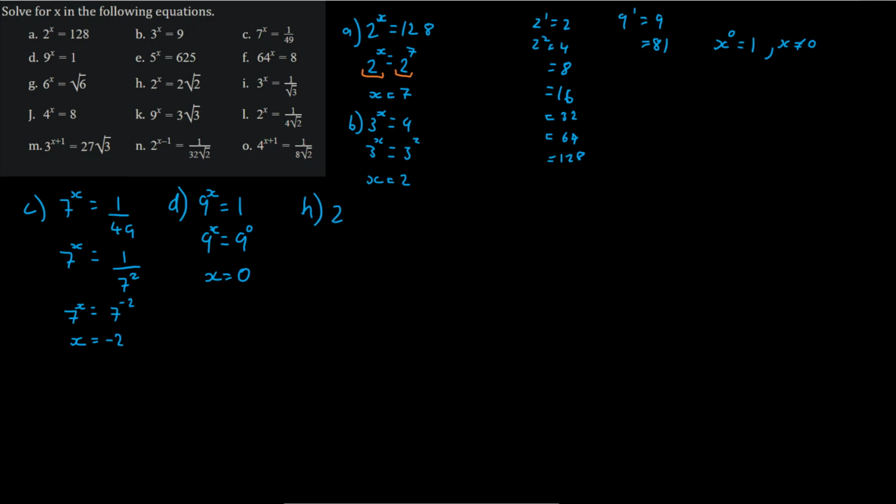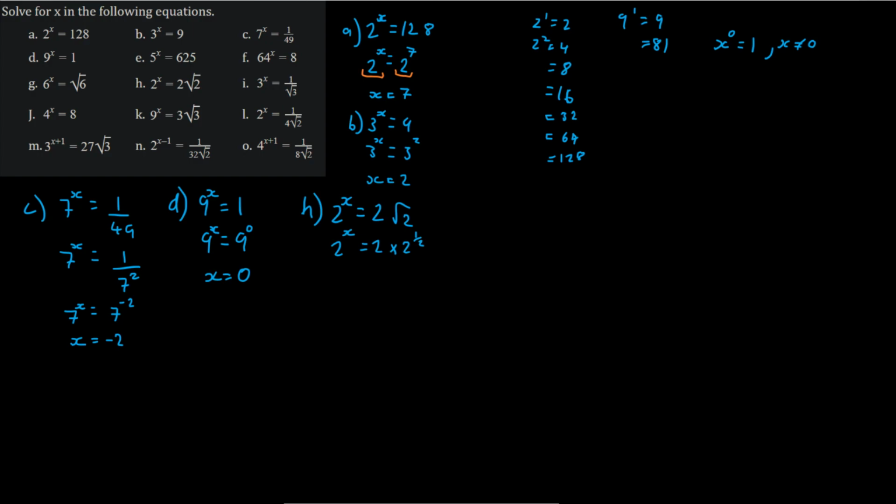We've got 2 to the power of x equals 2 root 2. So this is the first time we've seen a radical symbol, a root symbol. We have to change that into a fractional power. So 2 to the power of x equals 2 times 2 to the power of a half. So that root symbol, that radical symbol, just means 1 over 2.